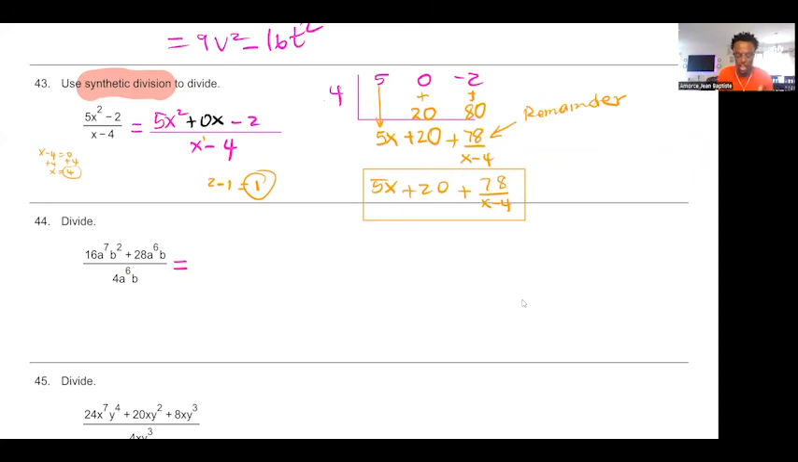Now let's do this one. You separate it, give each numerator their own denominator. So that's 16a to the 7th b to the 2nd over 4a to the 6th b, plus the second, 28a to the 6th b over 4a to the 6th b.